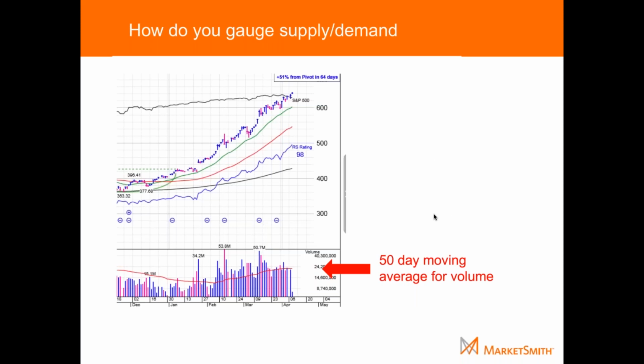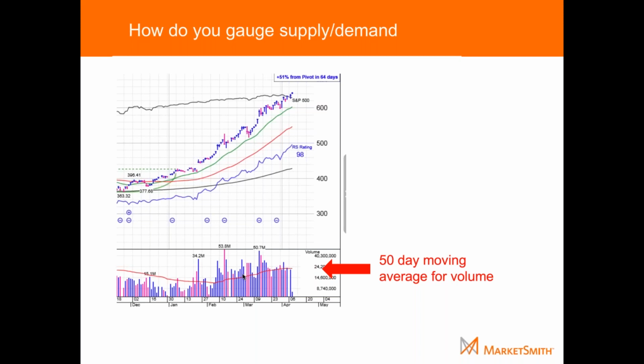So how to gauge supply and demand using MarketSmith. What we use here in MarketSmith, and I think it's a pretty good gauge because it's going to use the primary trend, is the 50-day moving average for volume. That's the red line that you see on the volume table down below. If you're seeing volume above that red line, it's telling you volume is tracking abnormally high. And if you're seeing volume below that red line, it's tracking abnormally low.